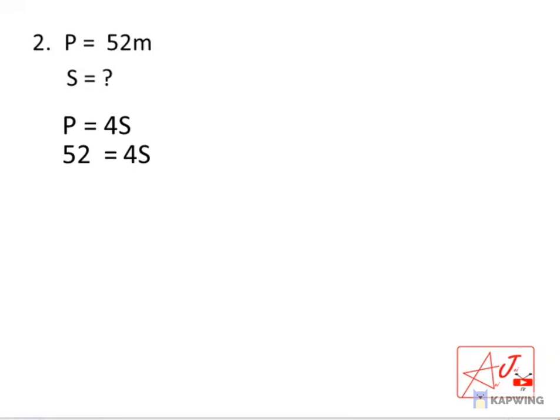So parang kagaya lang nung kanina. So since ito ay 4, sa 4 natin sila i-divide. Yan. And then, ang makukuha nating side ay 13 meters. So 52 divided by 4 ay 13. So yan ang ating sides o missing dimension.